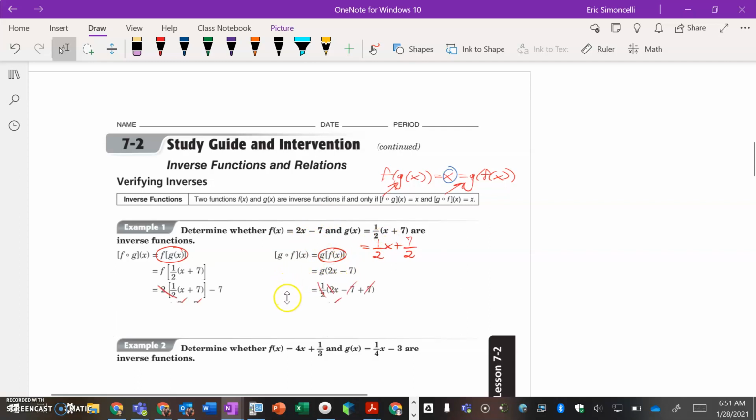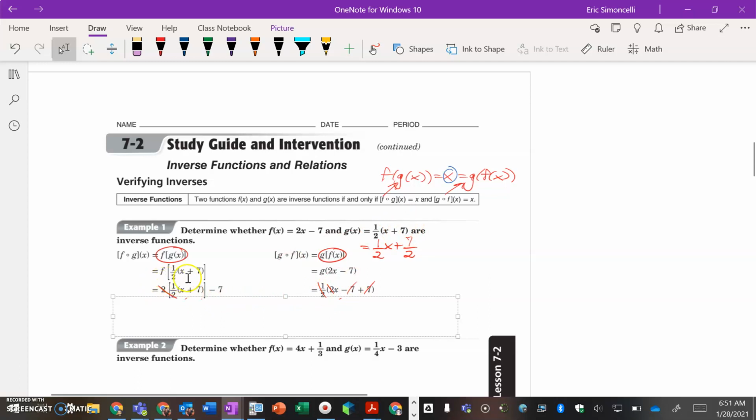In the next step, there's a lot that's about to happen here. In other words, literally plugging 1/2 quantity x plus 7 in for x, you've got 2 times that quantity, and then again minus 7. Similarly, if we're plugging in 2x minus 7 here, you've got 1/2 times that quantity, 2x minus 7, and then plus 7. Some really nice things are about to unfold.